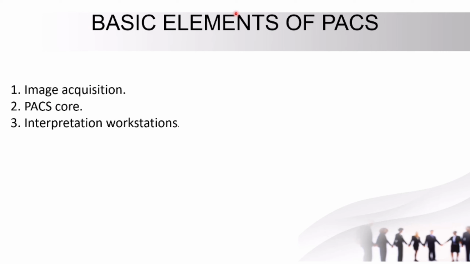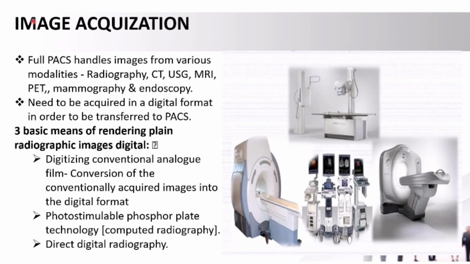The basic elements of PACS are: first, image acquisition, how we are acquiring the image. Second is the PACS core. Third is the interpretation workstations. In image acquisition, we have images from various modalities like CT, ultrasound, MRI, PET, mammography and endoscopy. All the images have to be converted into digital format to be transferred to the PACS.